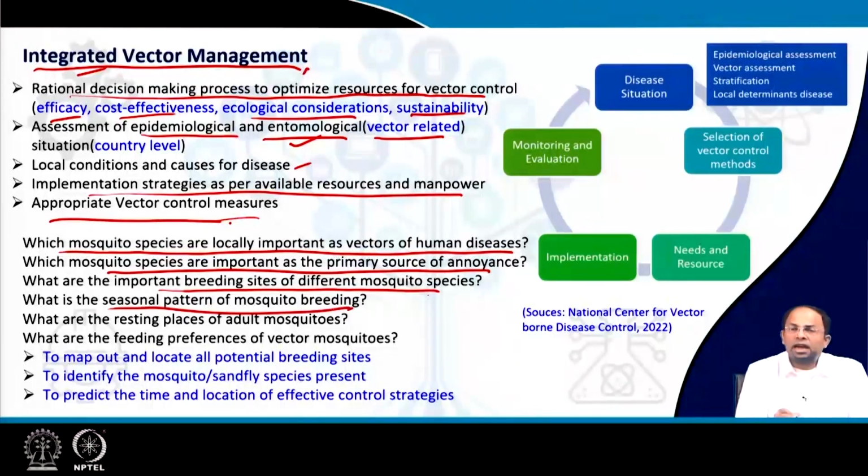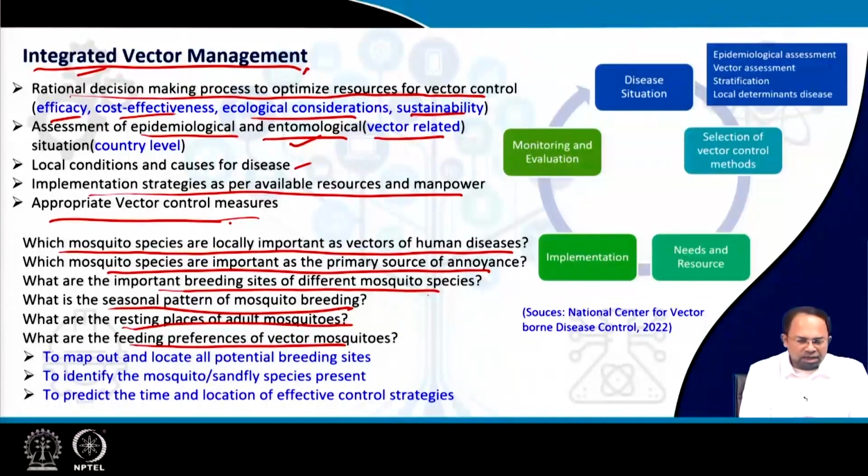What is the seasonal pattern of mosquito breeding? Which seasons are the mosquitoes active, and accordingly we have to take measures beforehand. What are the resting places of adult mosquitoes, where are they usually found? What are the feeding preferences? Because at the end of the day, it is during the feeding that the disease gets transmitted.